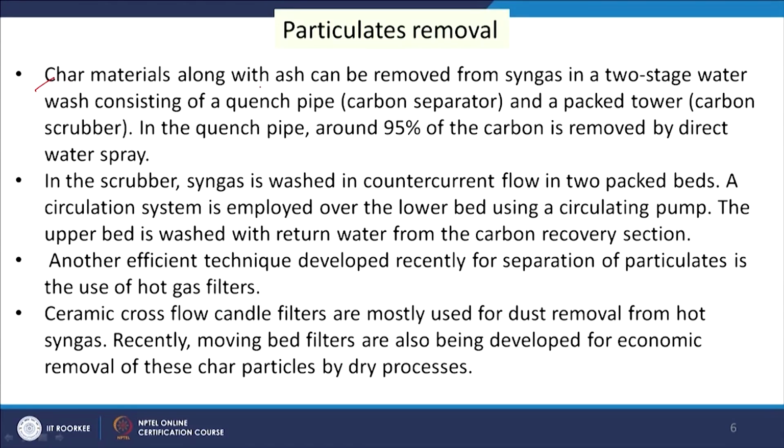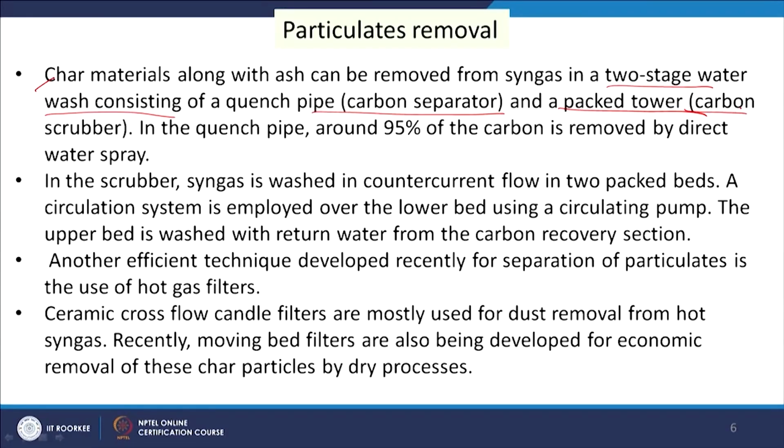So, those particles we need to remove. For the removal of those particles there are some configurations. Char materials along with ash can be removed from syngas in a two stage water wash consisting of a quench pipe, carbon separator and packed tower. We are just spraying water and removing the particulates in the packed tower.